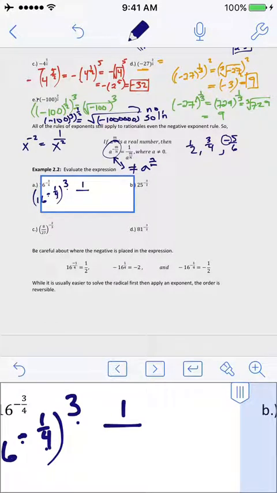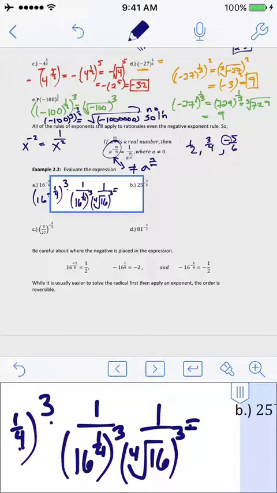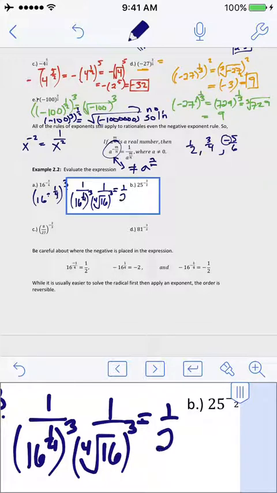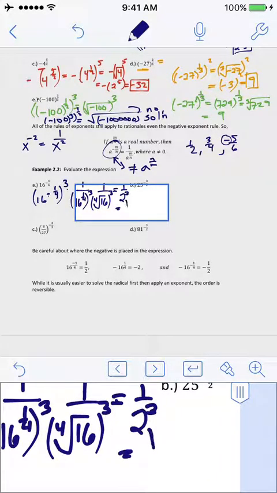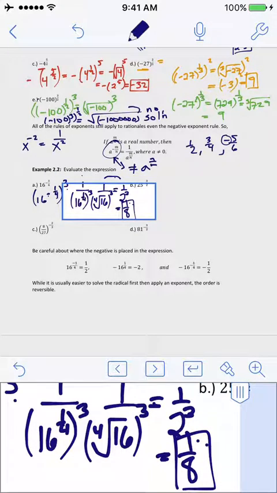So this becomes 1 over 16 to the 1/4 cubed. Starting with the fraction part, right? That becomes 1 over the 4th root of 16 cubed. That becomes 1 over 2 cubed. And lastly, it becomes 1 over 8. Notice I took care of 1, 2, 3 separate exponent parts, right? So I just did it in 3 separate steps. I didn't try to handle all 3 at the same time. You end up with 1/8.